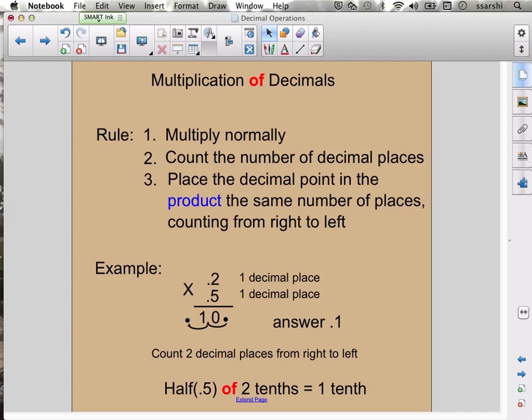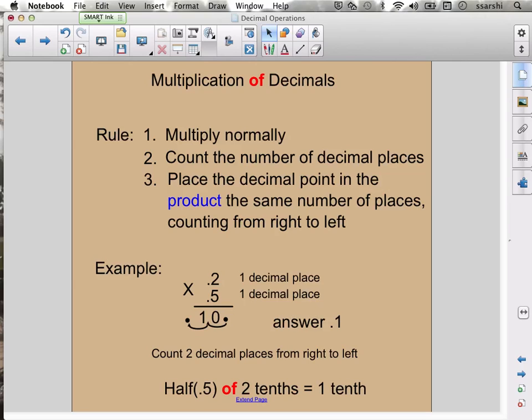Let's talk about multiplication of decimals. The rule is 3 steps. Multiply normally. Count the number of decimal places. Place the decimal point in the product, the same number of places counting from right to left. So you don't really have to worry about lining up the decimals. In this case, it happens that they did.